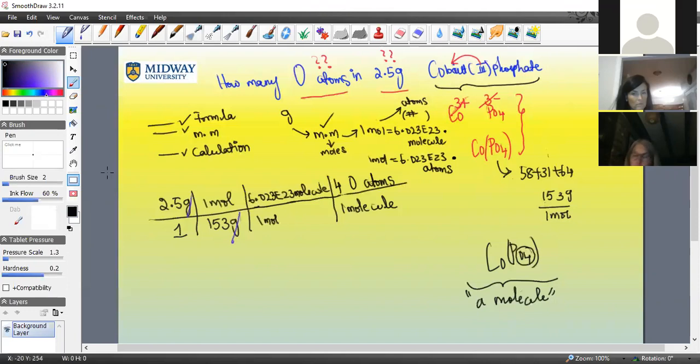Now let me go get my blue again and cancel out the remainder. So moles, molecules. All I want to be left with is atoms, and that's exactly what I'm left with. Not just any atoms. The question wanted O atoms, oxygen atoms, and that's all I'm left with. Now if you do the math, you will get the right answer. Can you do the math for me? One of you can do the math and tell me what the number is.